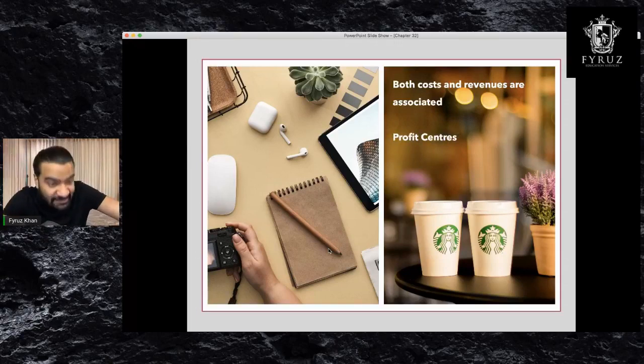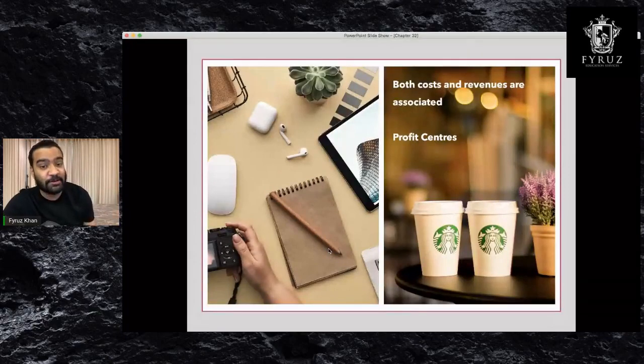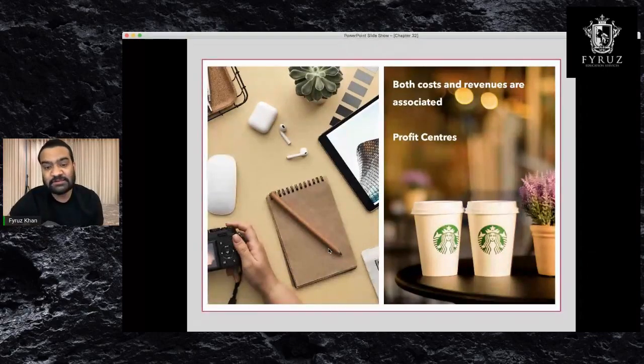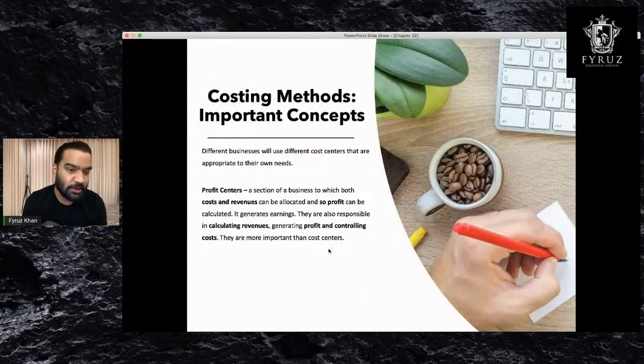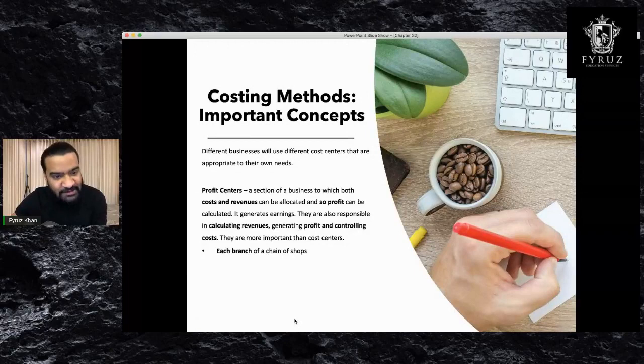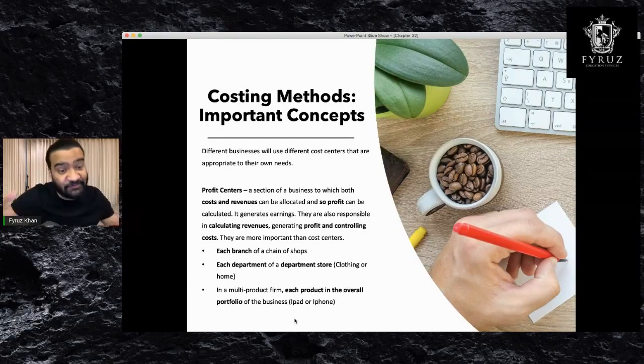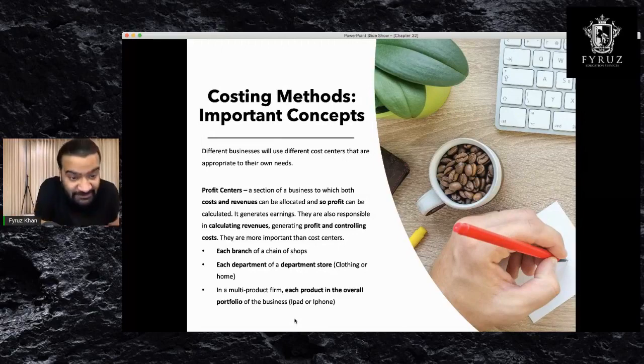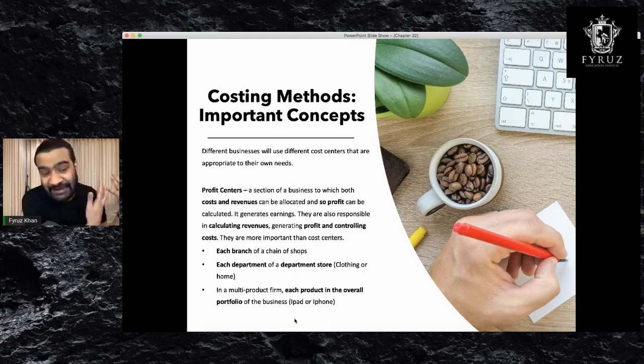So profit centers are centers where both costs and revenues are associated. Example, it can be a Starbucks chain shop, it could be an AirPod, different product categories, a mouse or an iPad. So profit centers are sections of a business where both costs and revenues can be allocated. Some examples: each branch of a chain shop, each department, or different products in a company. A company may produce five, six, seven categories of products, and each product can be a profit center. Why? Because in these products, costs can be charged and revenues can also be allocated, because each product is responsible for generating revenues and taking investment decisions.